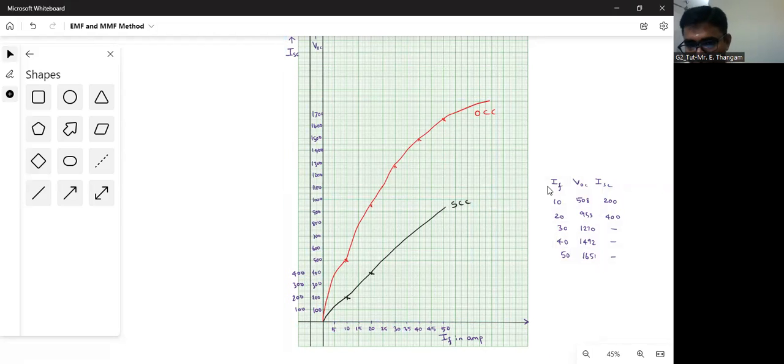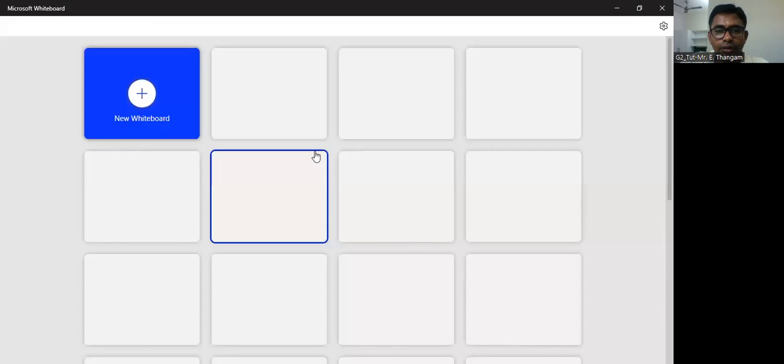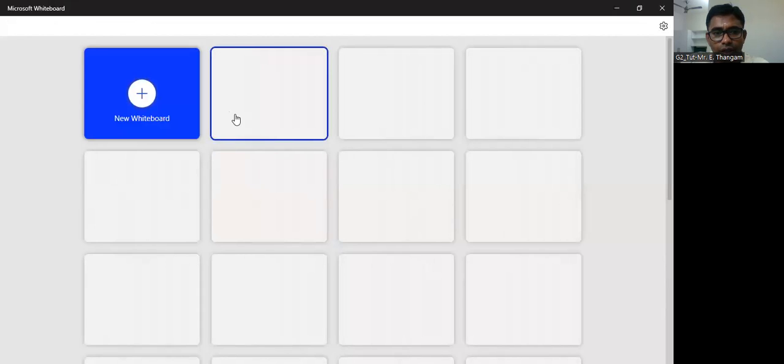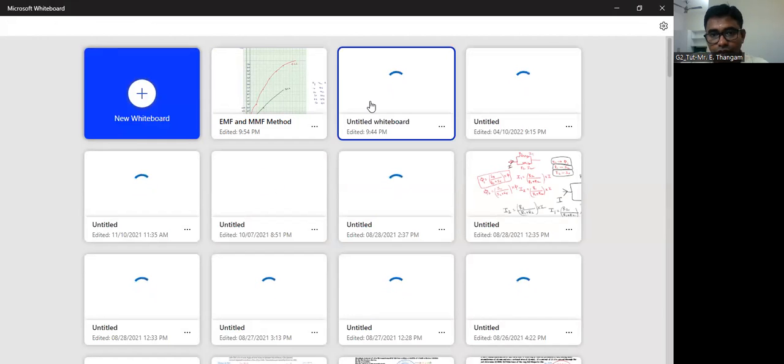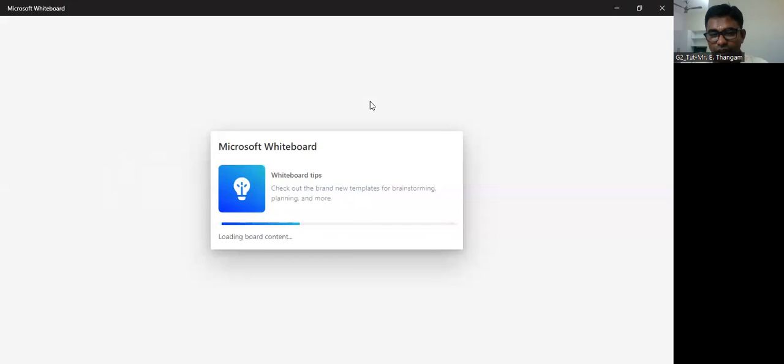Next step, for the EMF method, we need to calculate the armature current. It is given in the problem itself, the power rating. So after plotting the OCC and SCC curves, we need to calculate the short circuit current, what is the armature current of this machine.